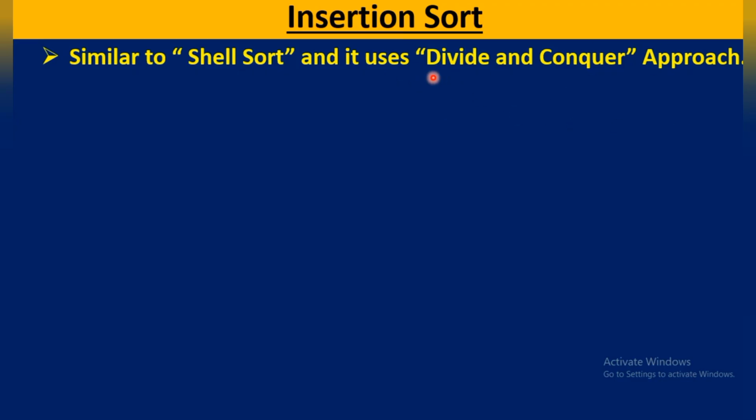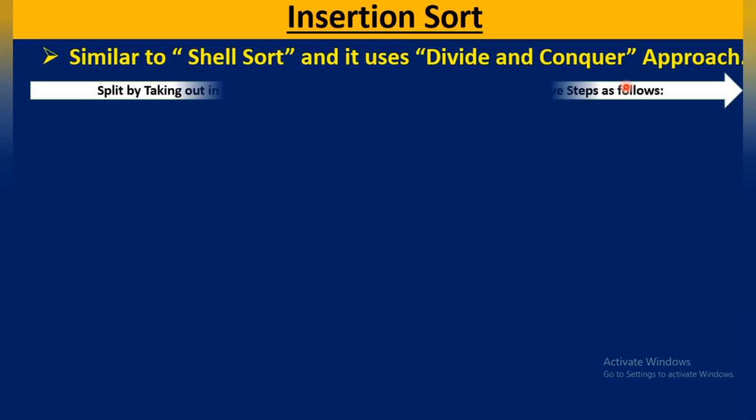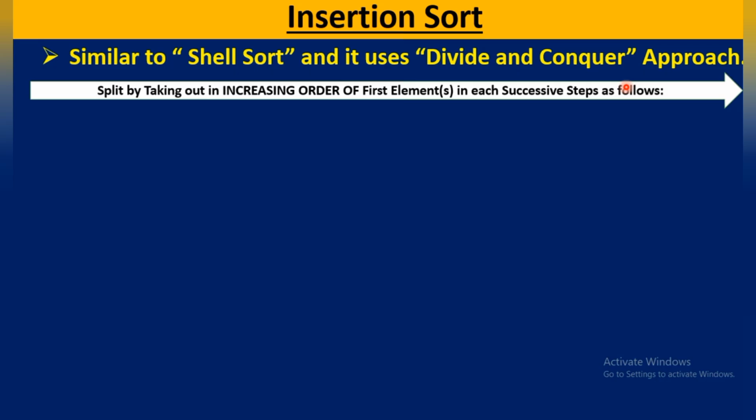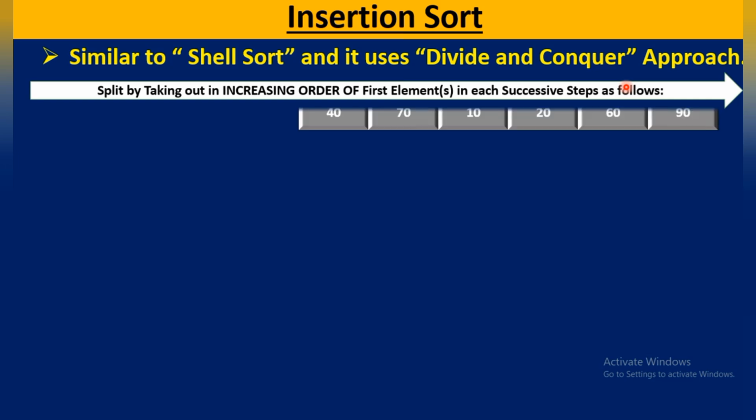Divide and conquer approach is nothing but taking the scattered elements that are given to us in order to make them ordered, and splitting them in such a way that one part is in an ordered manner and the other part is in an unordered manner. Finally we take each and every element and sort it. Split by taking out in increasing order the first elements, in each successive step as follows. So now we are going to see that step.